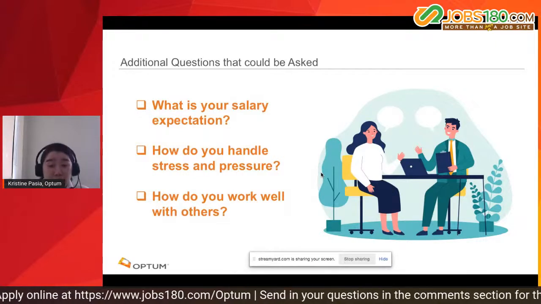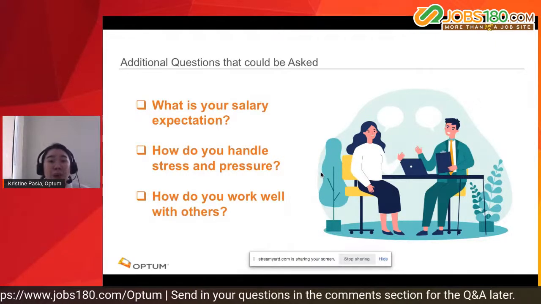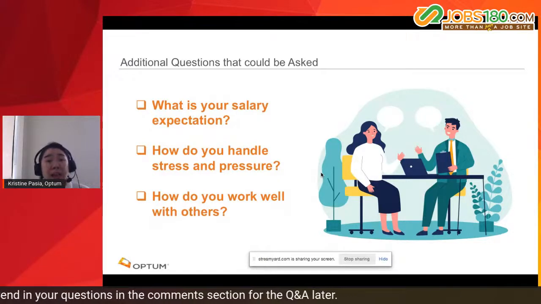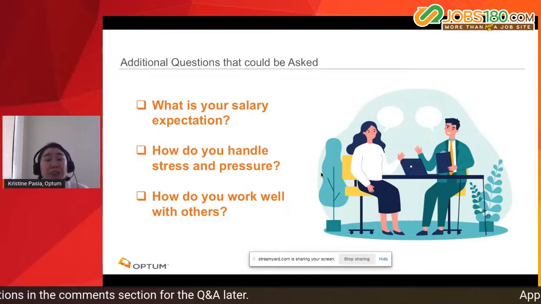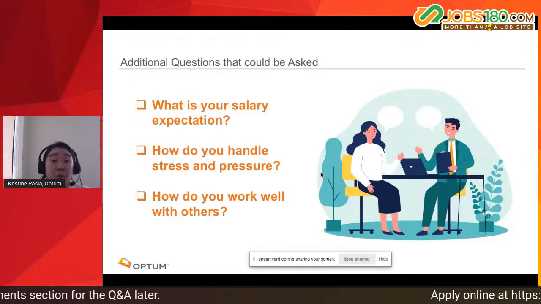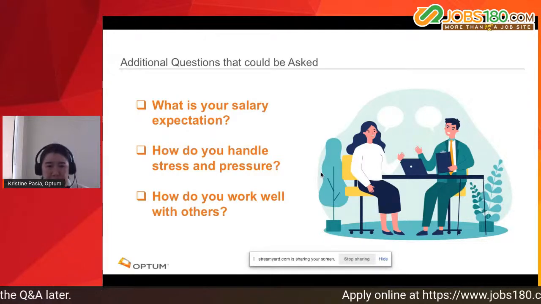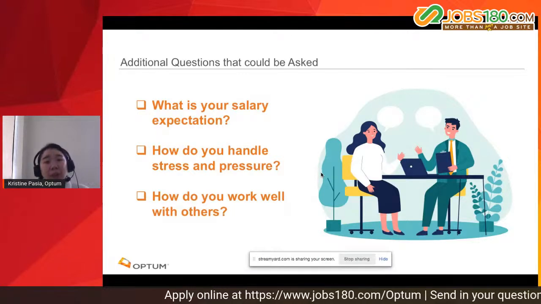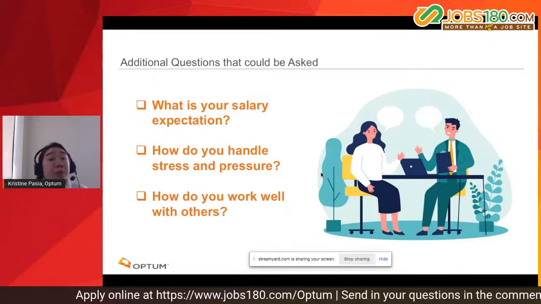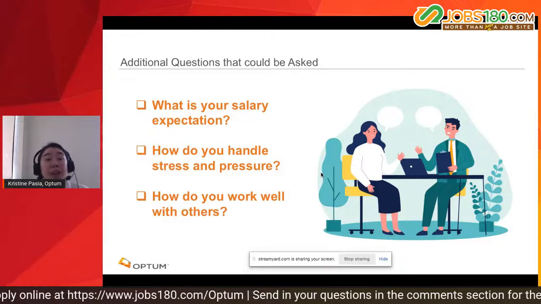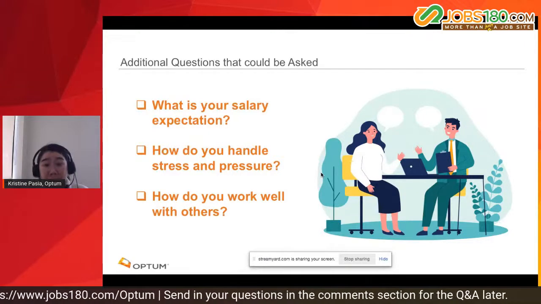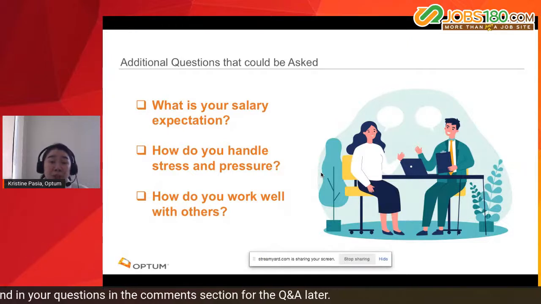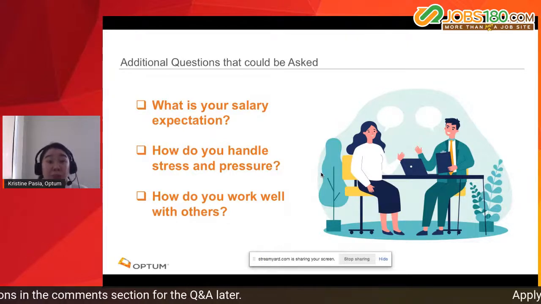Just be very honest. But remember that you have to do research about the role, right? So understand the range of the salary that you may receive for the role that you are applying for. Now, how do you handle stress and pressure? That's a question that can be answered also through a situation, right? So again, how do you handle stress and pressure is an example of a situational or behavioral question. So just make sure to answer it with a situation that you have encountered in the past.